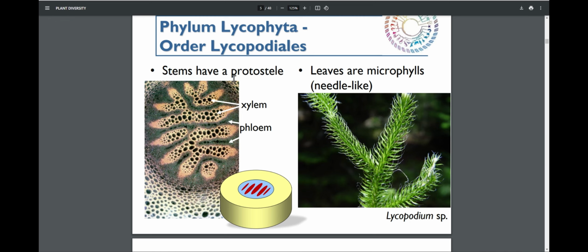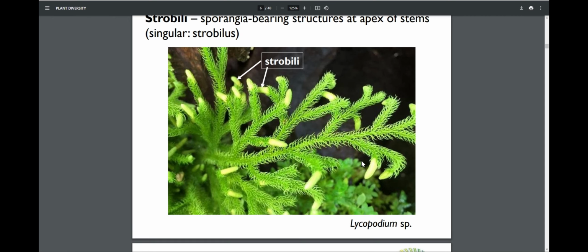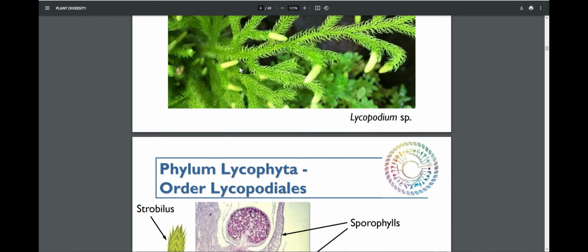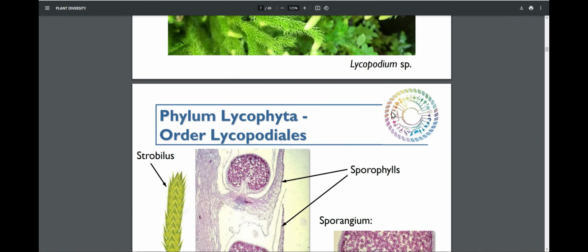Stems have protostele, the interspersed version, where the xylem is interspersed in the phloem, and both are in the center as the core. Leaves are microphylls, needle-like. See here. And then they have the strobili, which are the sporangia-bearing structures at the very tip of the stems. Just a little bit of vocabulary here: strobilus, strobili.